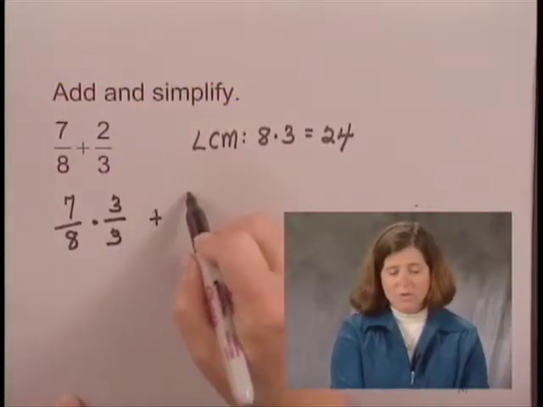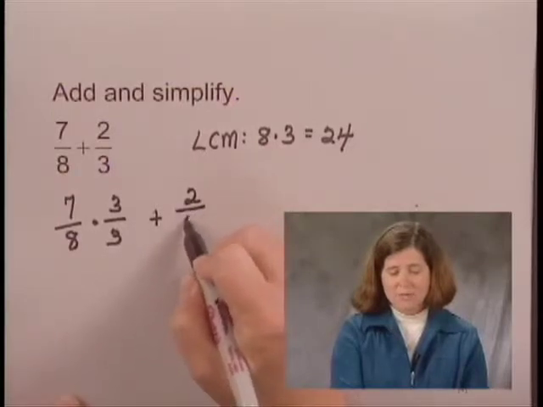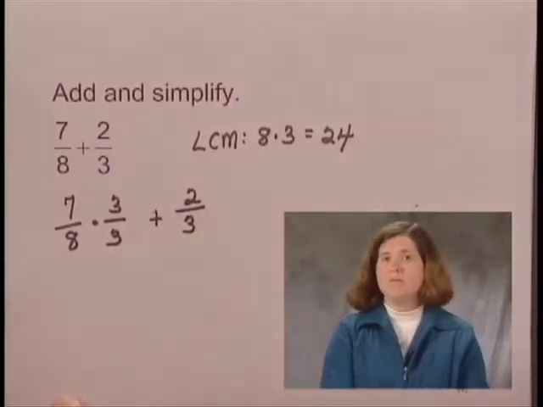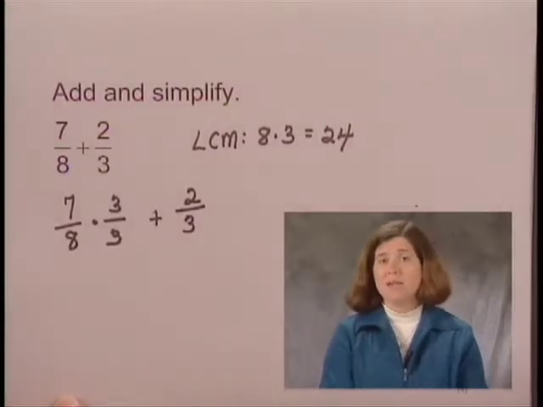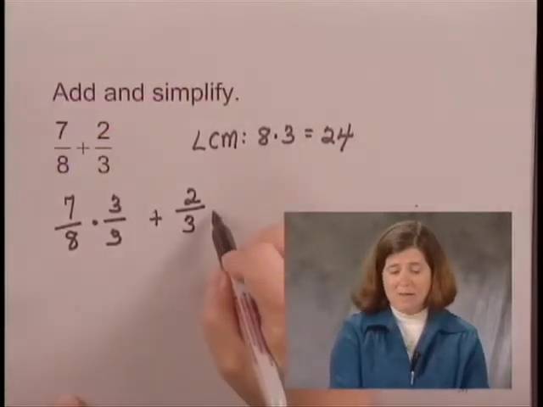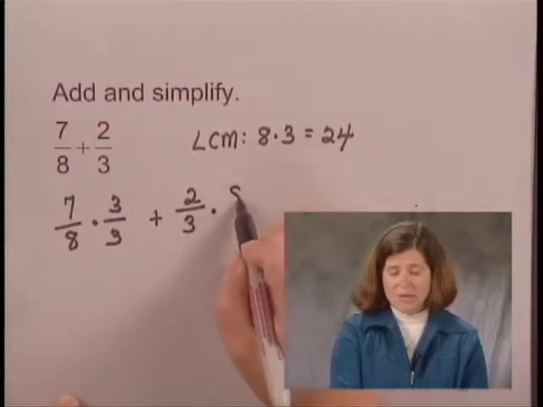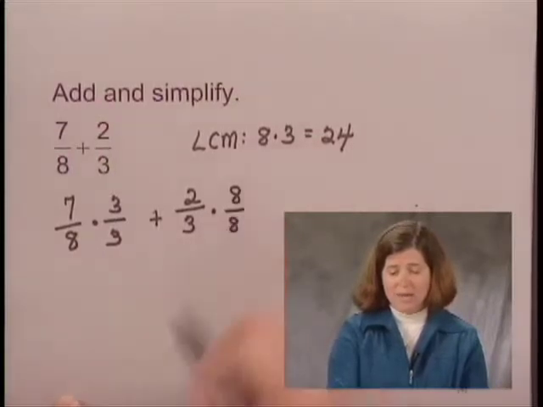Again, I'm going to write 2/3 with a denominator of 24. And I'm going to choose a value for 1 to multiply by 2/3 so that I will get a denominator of 24. And that value for 1, or name for 1, is 8/8.